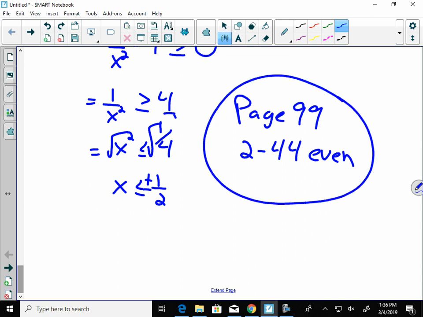The first ones are just by sight. It's 21 questions. The first 1 to 12 are all just by sight, by the graphs, so it shouldn't take you too long. You don't have to show any work.